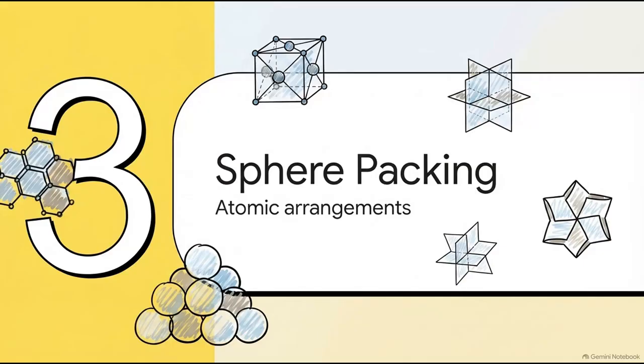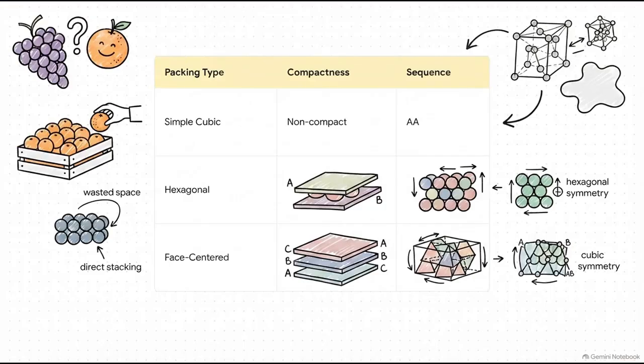All right, Section 3, Sphere packing. So we know the math, but how do these atoms actually sit next to each other in real life? To visualize this, just imagine hard spheres. It's exactly like stacking oranges at a grocery store. If you want to fit as many oranges as possible into a display box, well, there's a right way and a wrong way to do it. If you just balance one layer of spheres directly on top of the layer below it, what we call the AA sequence, you get a simple cubic structure. It's non-compact. It leaves a ton of empty, wasted space.